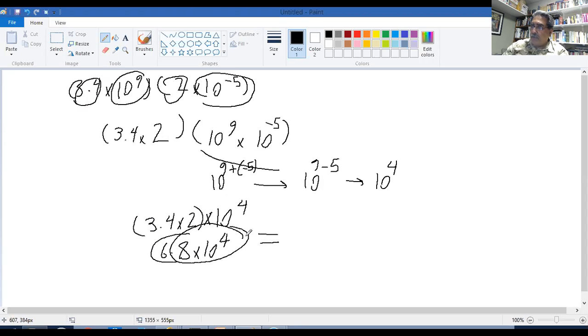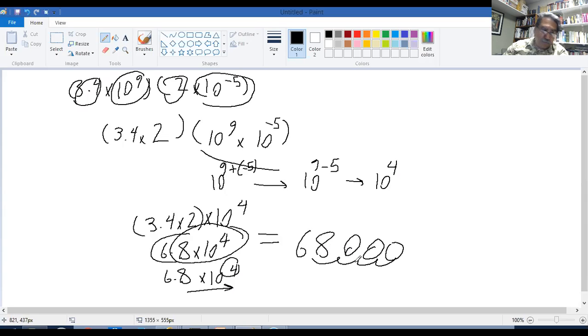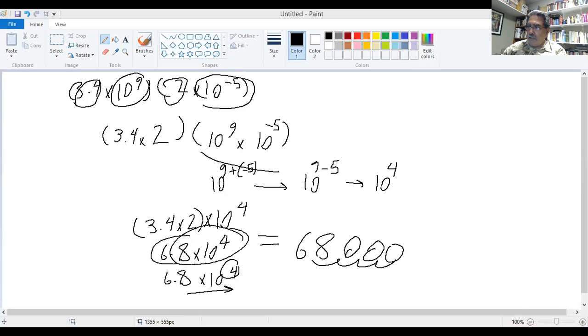Or you can write it in a decimal format, 6.8 times 10 to the power of 4. Because this is positive, you move the decimal in this direction. So you get 68, and you move the decimal. You moved it 1, 2, 3, 4. So I need 0, 0, and 0. All right? Okay.